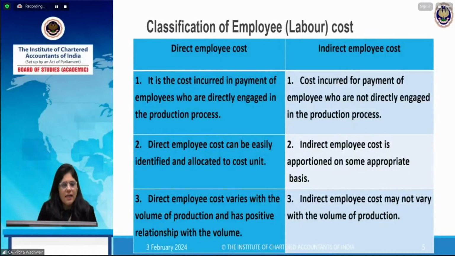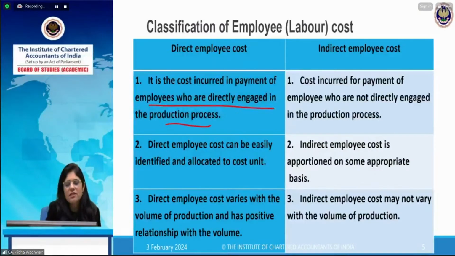So direct and indirect: it is the cost incurred in payment of employees who are directly engaged in the production process, right? And indirect, of course, are those who are not directly engaged. So those working directly on the product are the direct cost. Direct employee cost can be easily identified and allocated to a cost unit. Clear? So worker A is working on product A and has given 5 hours on product A, and we are paying him 100 rupees per hour. So clearly his wages are 500, and that 500 is the labor cost for product A. It's a direct cost. Clear?